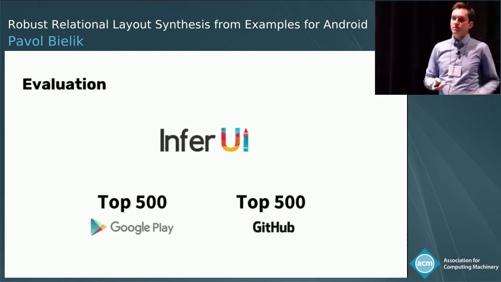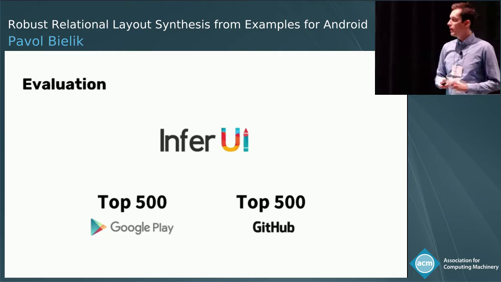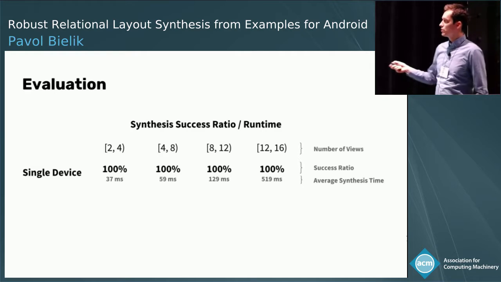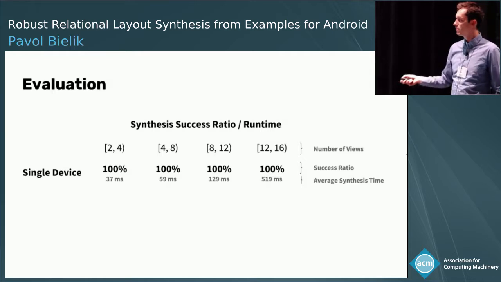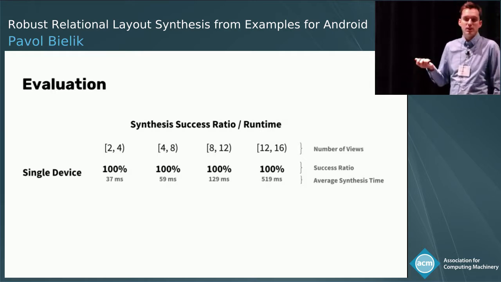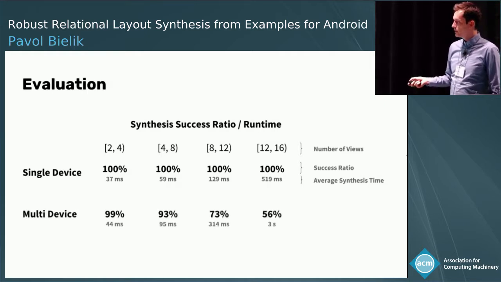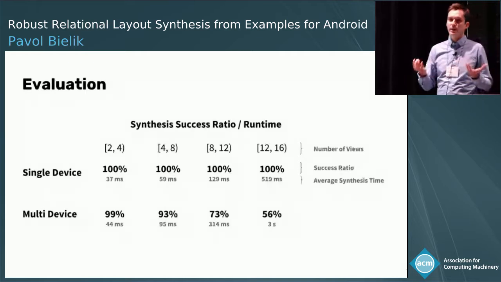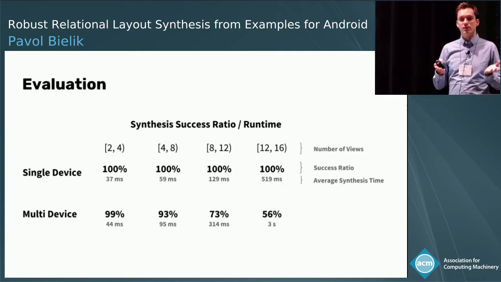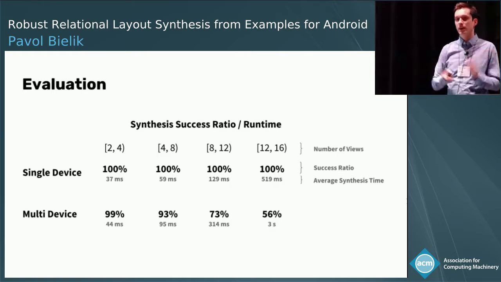To evaluate our project, we looked at the top 500 applications, both on Google Play and GitHub. If we try to synthesize layouts, this shows the number of views in the layout, how many of them we can synthesize, and what's the time. We can see that for a single device, we essentially always succeed. The more difficult part is what happens if we consider multiple devices. We can see that it still works reasonably well, and it's still very fast. The problem here is that often, if you have multiple devices, there is just no layout that satisfies all the robustness properties that we have. So you would have to actually split the implementation into different layouts to cover all the devices.